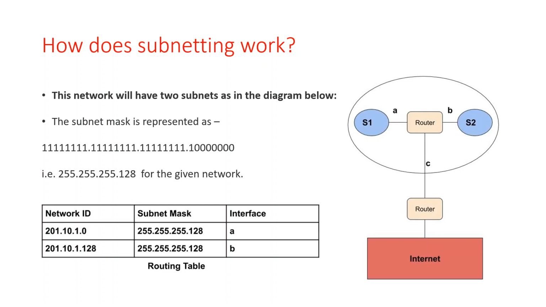This network will have two subnets as in the diagram below. The subnet mask is represented in this 32-bit representation. In the first byte we have eight 1s, in the second byte also 1s, and in the third byte also 1s, and the decimal representation of this 32-bit address is 255.255.255.128.